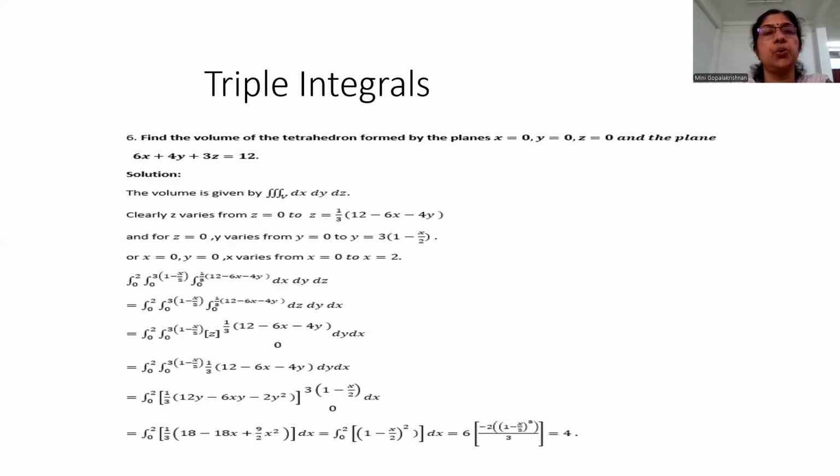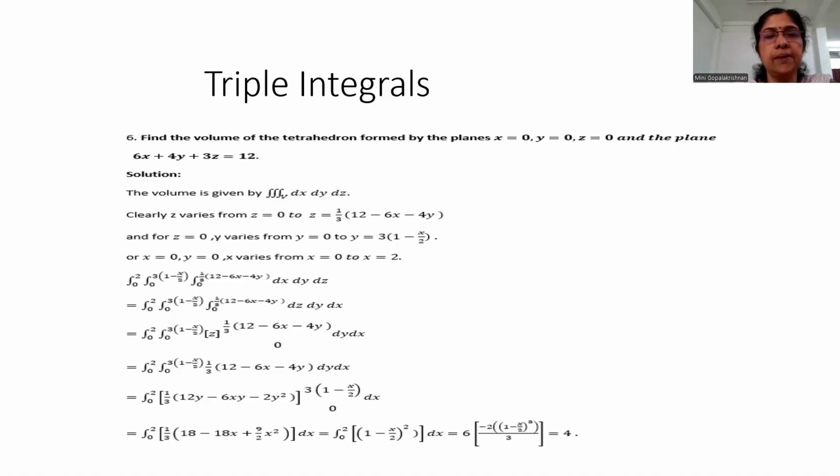Triple integral, as I told you, is concerned with volume. So here we have the volume of a tetrahedron formed by the planes x=0, y=0, z=0, and 6x plus 4y plus 3z equals 12. The volume is given by the triple integral over V of dx dy dz. So it represents the length, breadth, and height of the system.